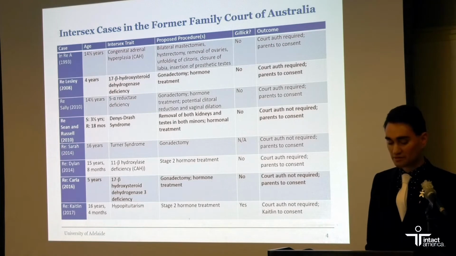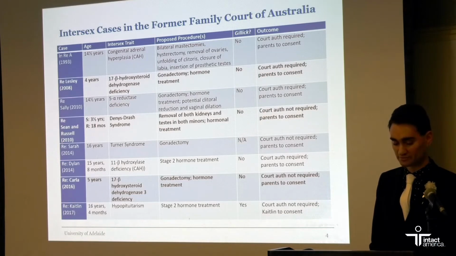So to date, there have been 8 reported cases involving proposed medical procedures for intersex children in the former Family Court of Australia. These cases are extremely diverse. They concern minors from 18 months old to nearly 16 and a half years old, with a range of intersex variations and proposed procedures, including removal of gonads, hormone treatments, and gender affirmation surgery. Most of these minors did not have the legal capacity to consent, and in most of these cases, the court authorized the parents to consent to the proposed procedures.